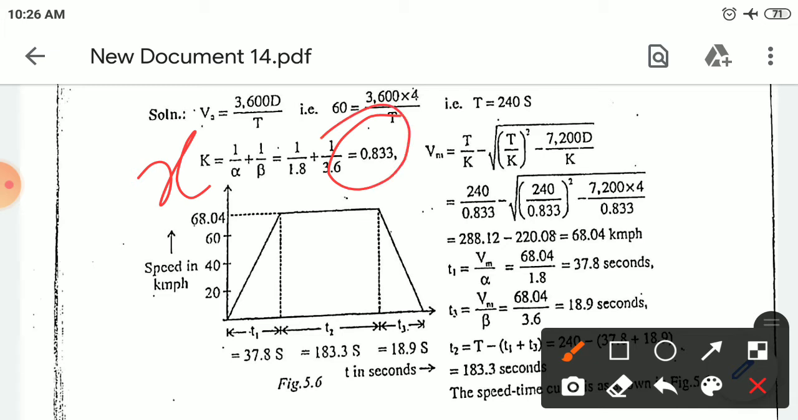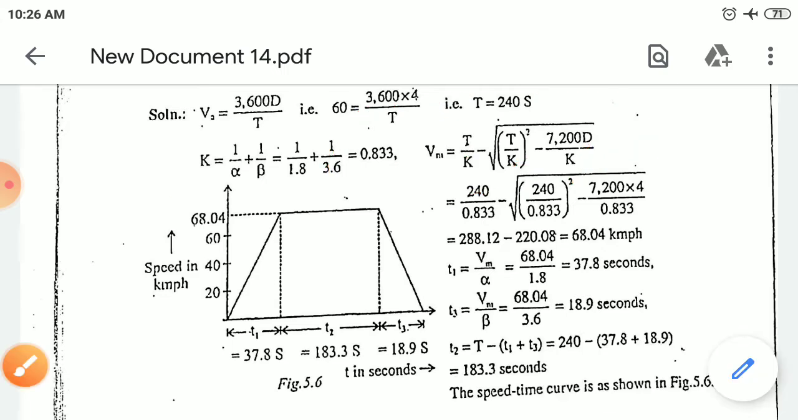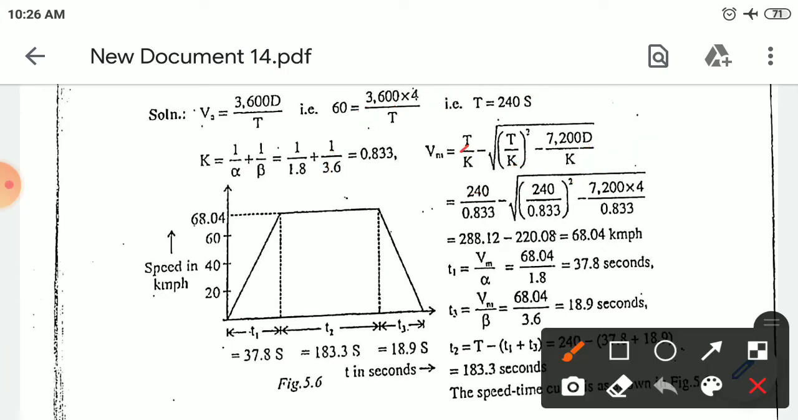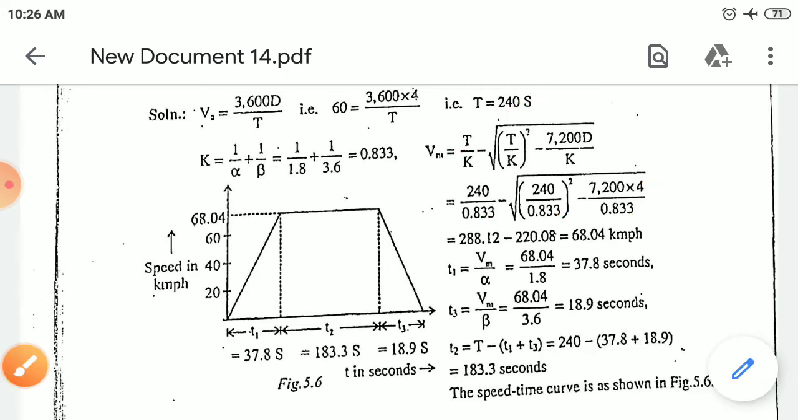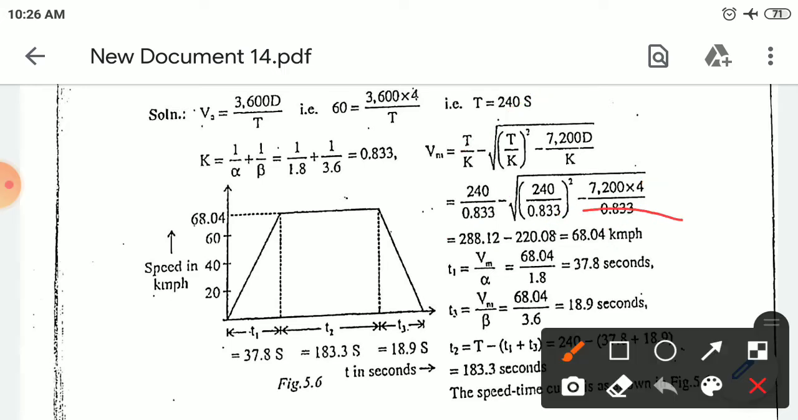You will get X also. We know the equation from the derivations. So Vm is equal to T divided by X, T divided by X square into 7200 D divided by X. So this equation we know. Substitute all the values. T is a known factor, X is calculated, and D is known. Substitute all this and you will get Vm equal to 68 kilometer per hour.